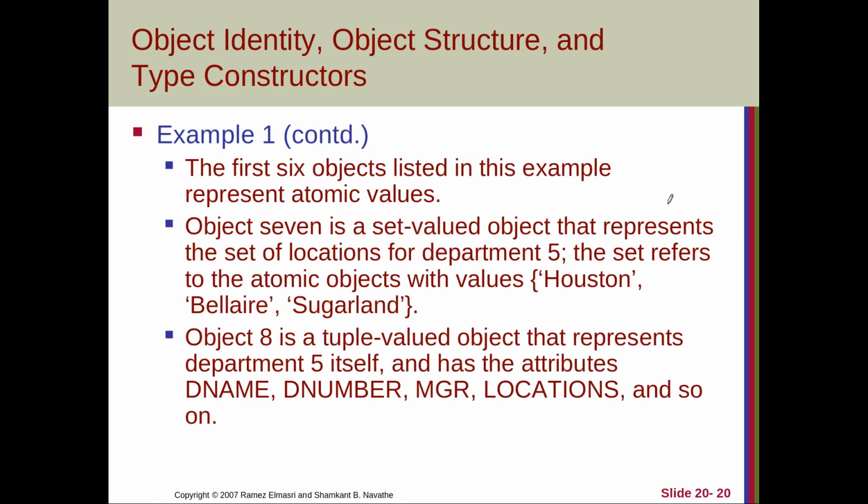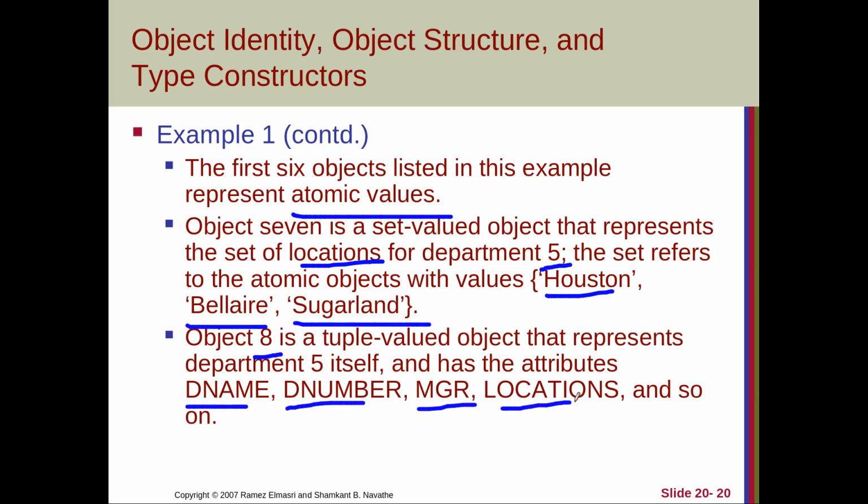So, some more explanation. I'll just read it out. The first 6 objects listed in this example represent atomic values that I have already explained. Object 7 is a set value that represents the set of locations for department 5. The set refers to 3 values: Houston, Bel Air and Sugarland, that I have already explained. Then object 8 is a tuple valued object that represents department 5 itself, that has attributes like department name, department number, manager, locations and so on.